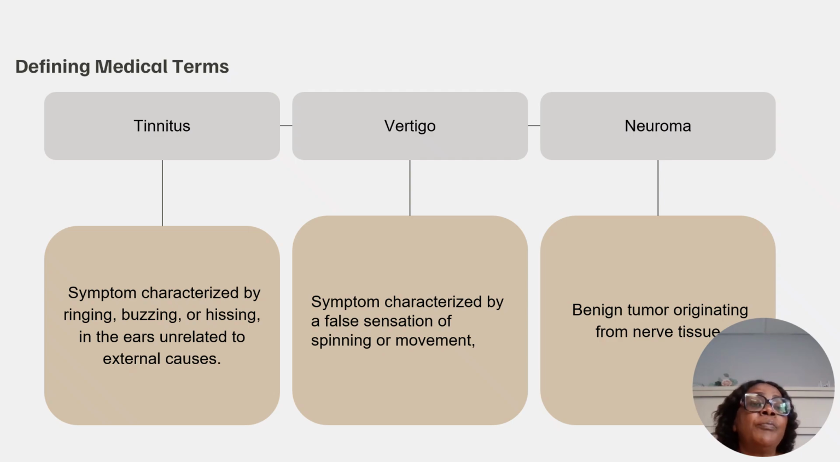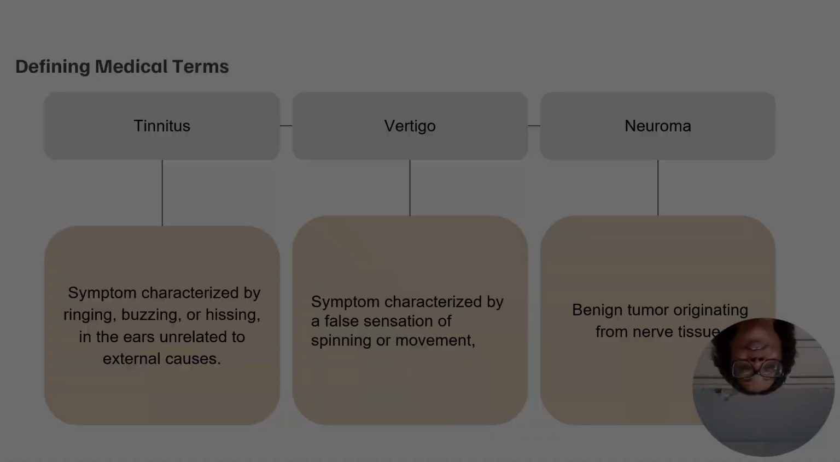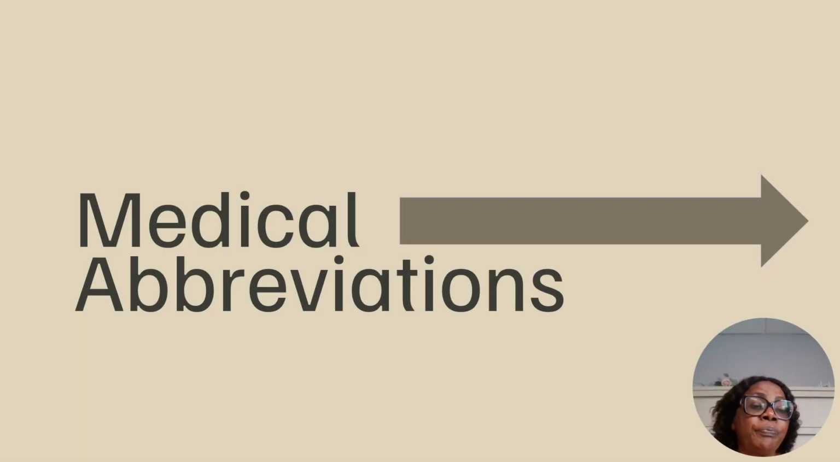Defining medical terms. Tinnitus is a symptom characterized by ringing, buzzing, or hissing in the ears unrelated to external causes. Vertigo is characterized by a false sensation of spinning or movement, and neuroma is a benign tumor originating from nerve tissues.